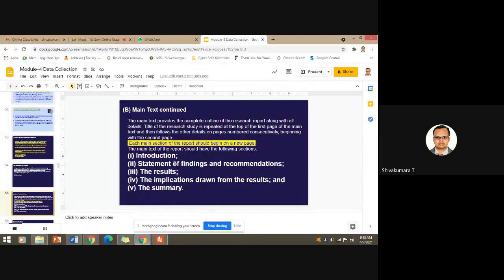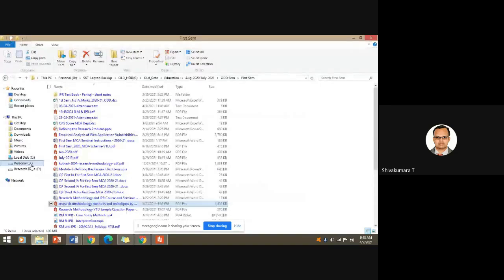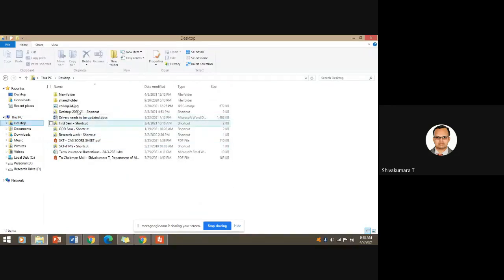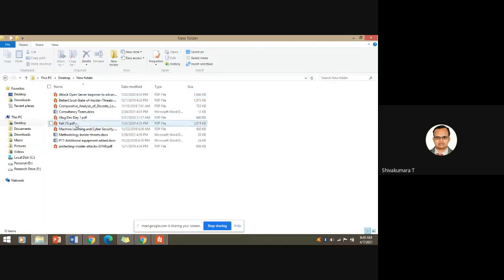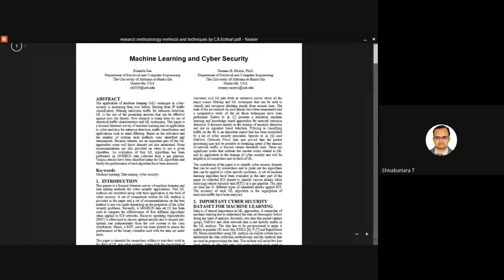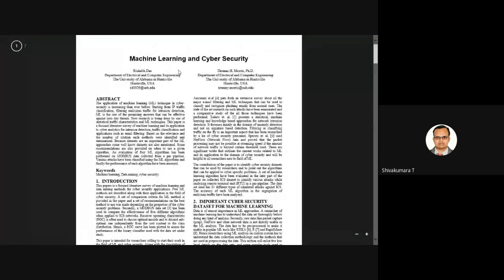Instead of a book, I am comparing. Suppose I open a research paper. Let us see one research paper. For your reference, I am opening one research paper. If I open the research paper, introduction is the first chapter.